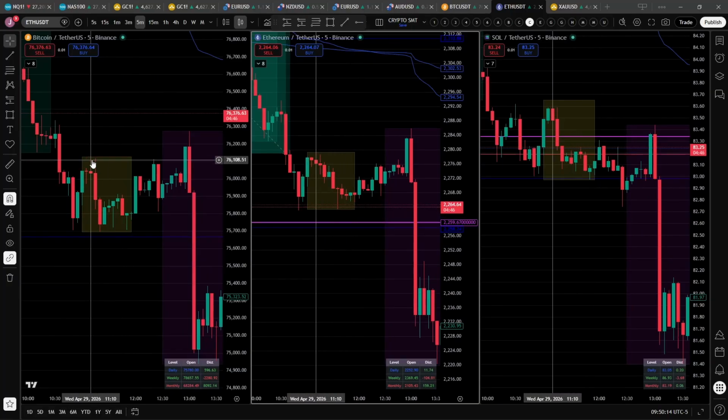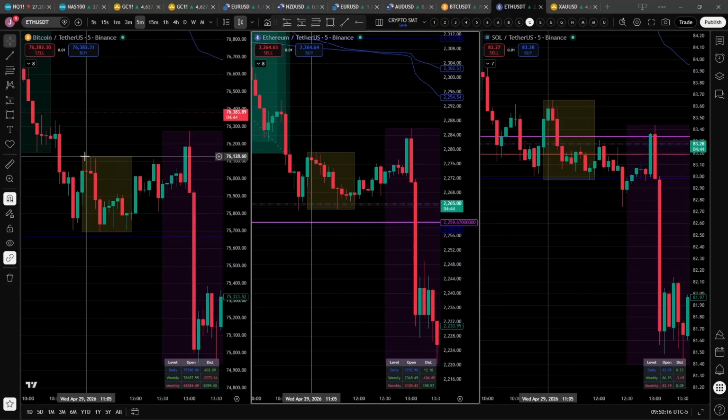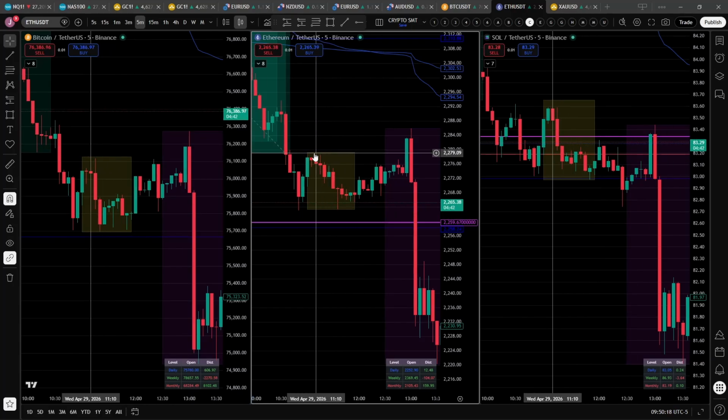So over here, you made a lower high, just about the same thing, just about relative equal highs, and this one made a lower high.